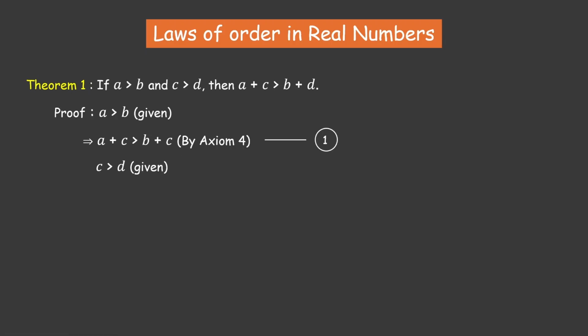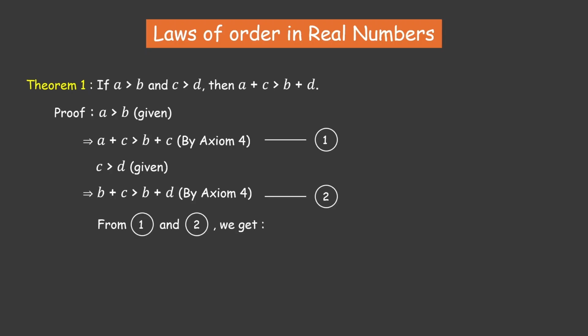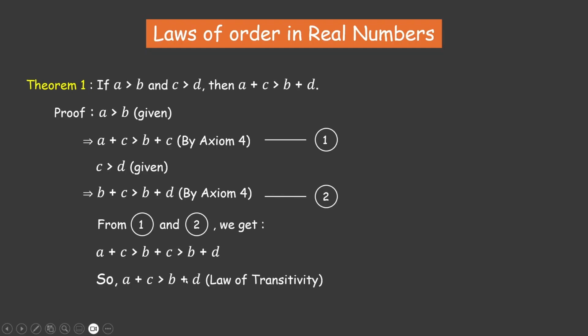Then it is given that C is greater than D. Now let us add B to both the sides. So by axiom 4, we have B plus C is greater than B plus D. Let us call this equation 2. From 1 and 2, we get A plus C is greater than B plus C, which is greater than B plus D. So we see that A plus C is greater than B plus D by law of transitivity. And that is what we needed to prove.